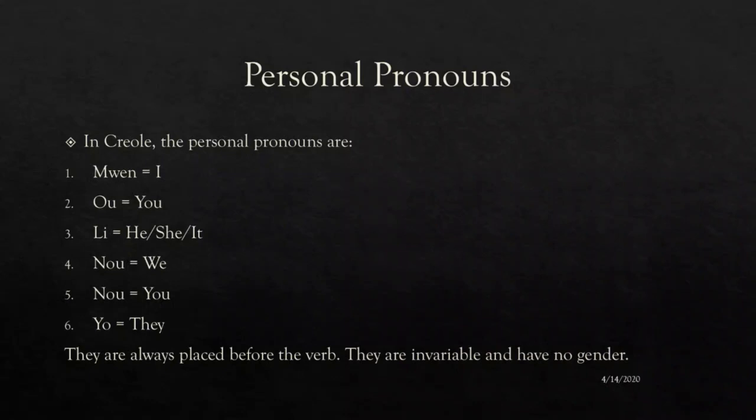Oh, we have more. In Creole, the personal pronouns are moi, I, ou, you, li, he, she, it, no, we, no, you, yo, they. Remember, this no is not the same as this no. This no is we and this no is you. They are always placed before the verb. They are invariable and have no gender.